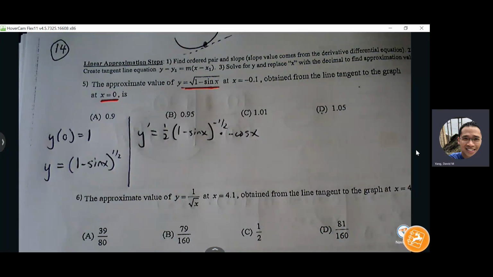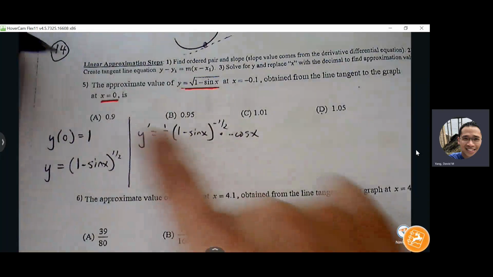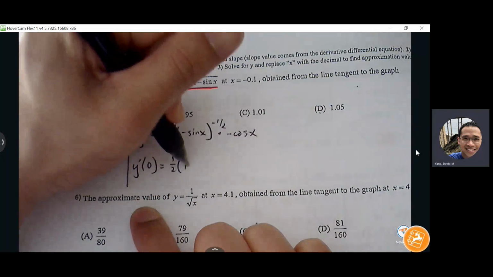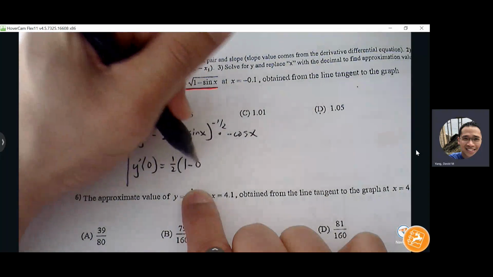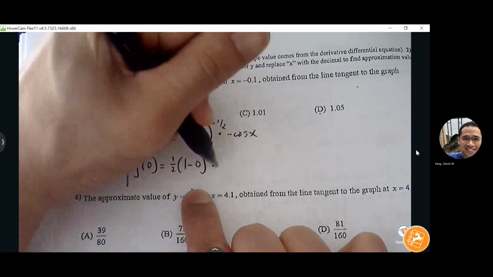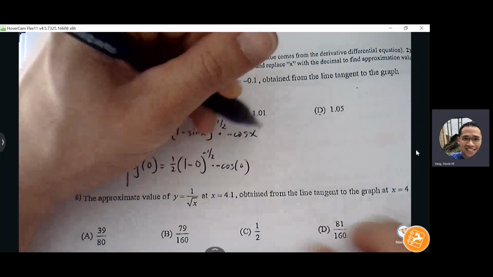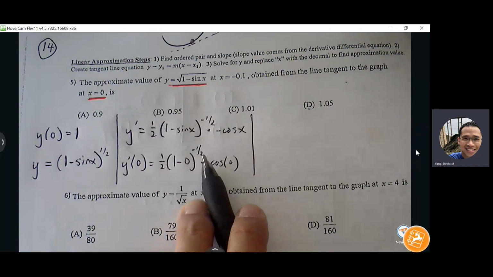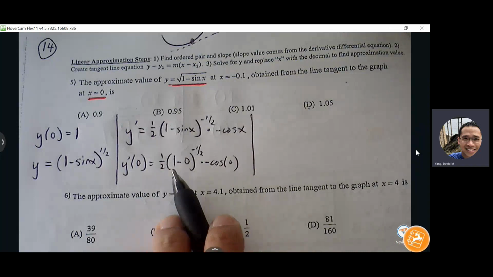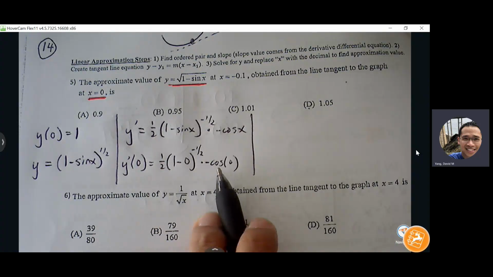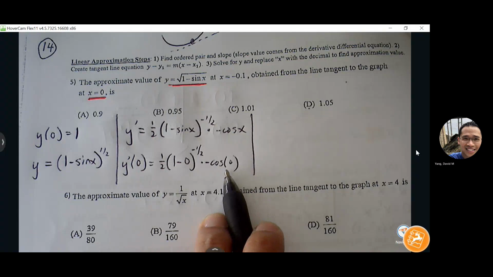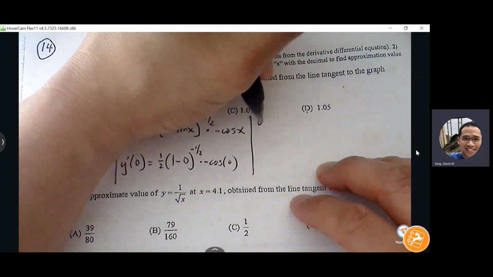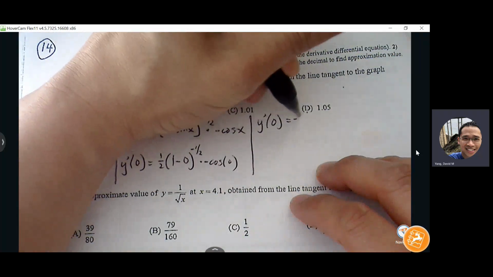Now that you have your slope formula, let's get to the slope. So y prime of 0, 1/2, 1 minus, we know sine of 0 is 0. Okay, it looks a little messy, but it cleans up nicely here. We have 1 raised to the negative 1/2, that's still going to be 1. 1 times 1/2 is 1/2, sorry. What's negative cosine of 0? Negative 1. So negative 1 times 1/2 is negative 1/2. So y prime of 0 equals negative 1/2.